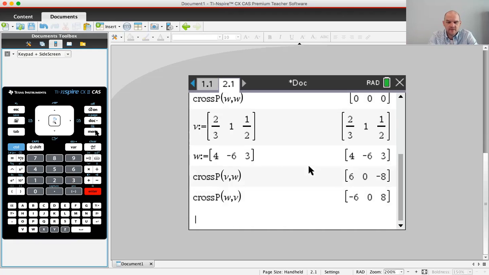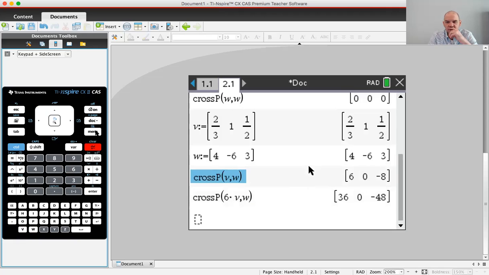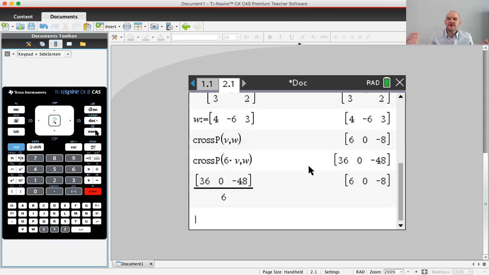Now let's try this. I want to take the cross product of V times 6, just to clear out the denominator, and then cross that with W. What I think is going to happen is I'm going to get 6 times the cross product of V and W, because I'm crossing 6V with W. So if you compare it, you actually do get 6. So I could have scaled it up by 6, gotten my cross product, and divided by 6. That would have been totally effective, and might have made everything easier.